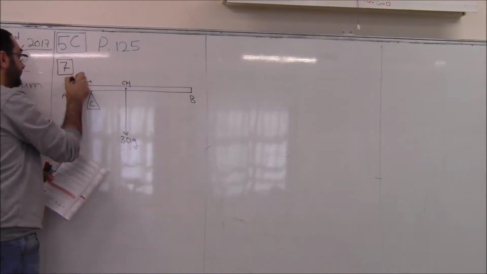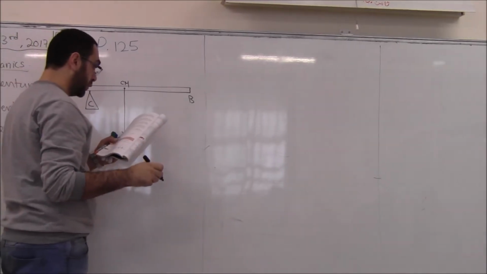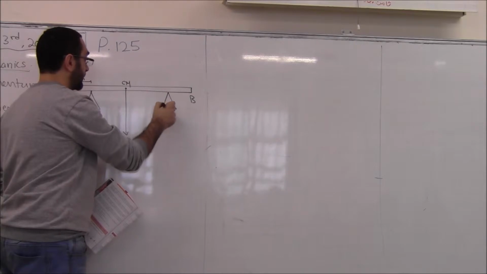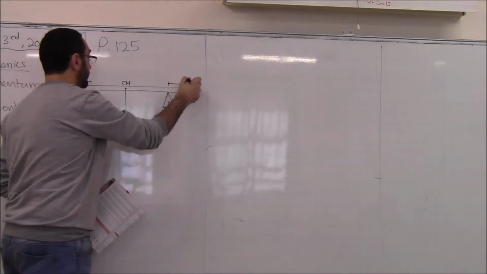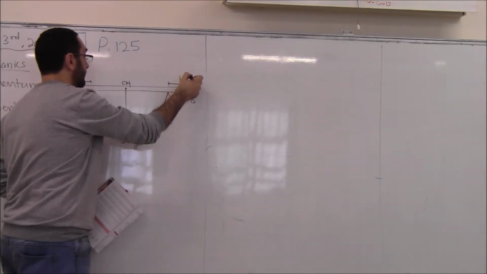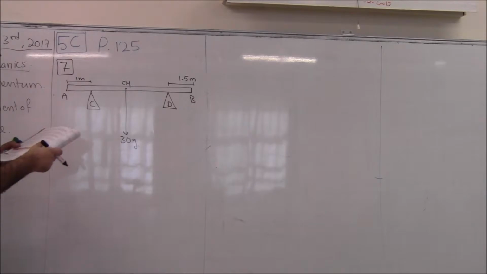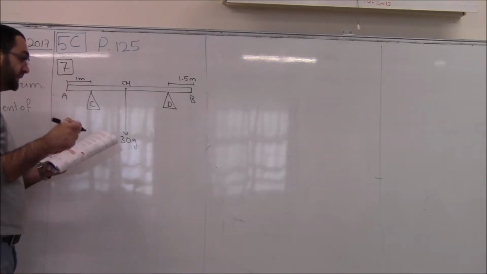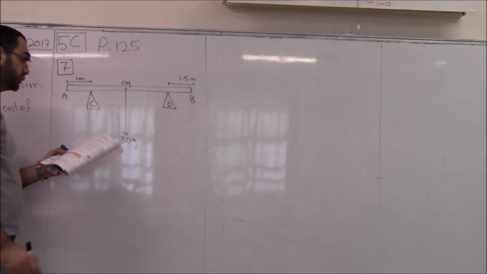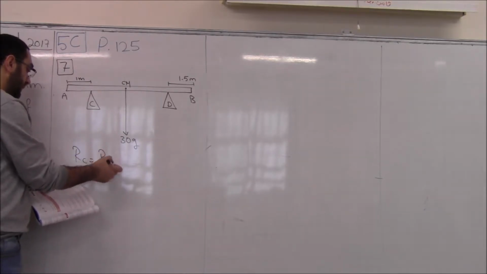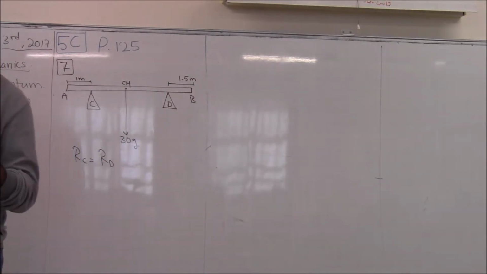AC is 1 meter, and AD is 3.5. And what does this mean? From D to B is what? 1.5. I will explain now. When a particle of mass 14 kilograms is attached to the rod at point E, the magnitude of reaction RC equals what? RD. It's given, look.